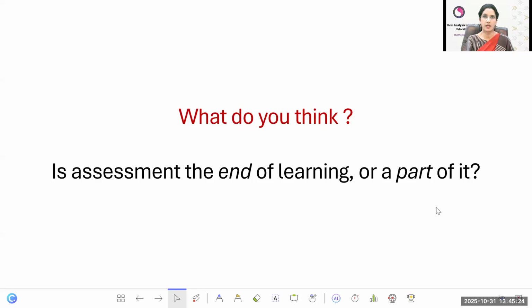So what do you think as a faculty or as a mentor? Is assessment the end of learning or a part of it? What do you think? Generally, previously we used to say that it drives the student towards learning, so it's a part of learning. It's not the end of learning.